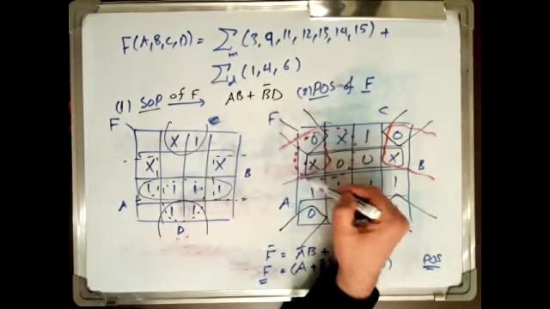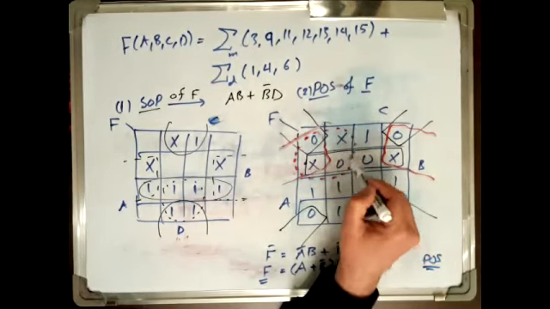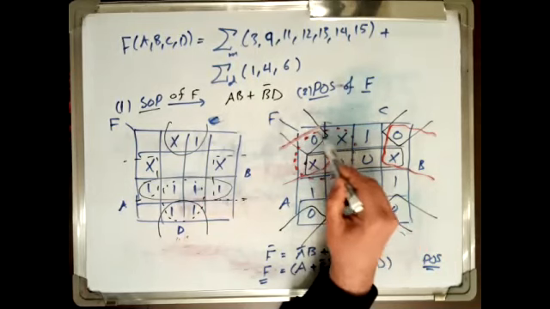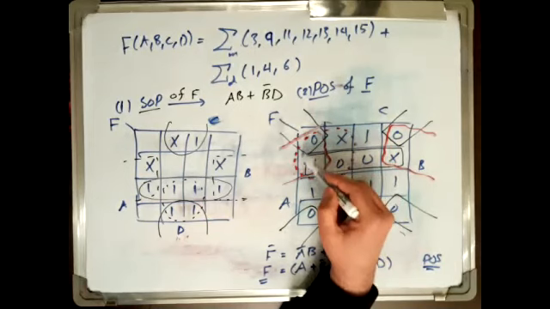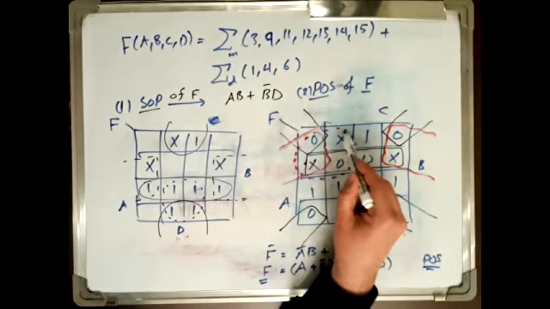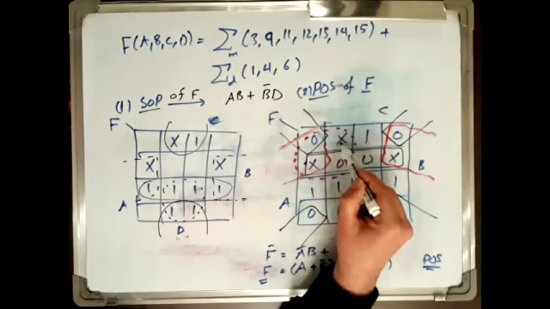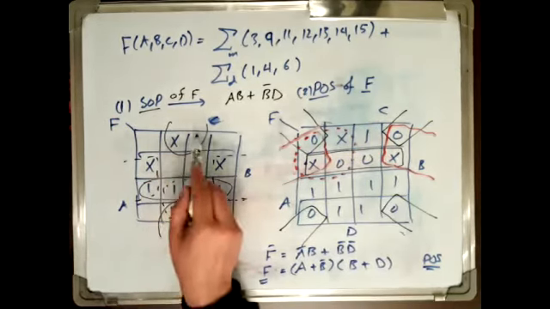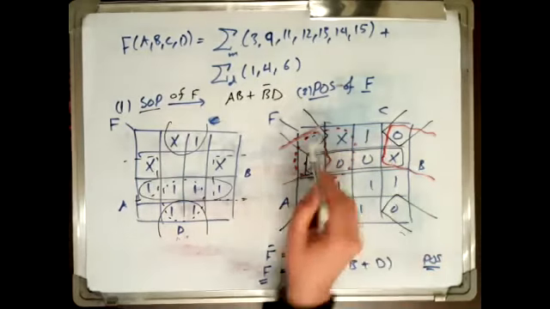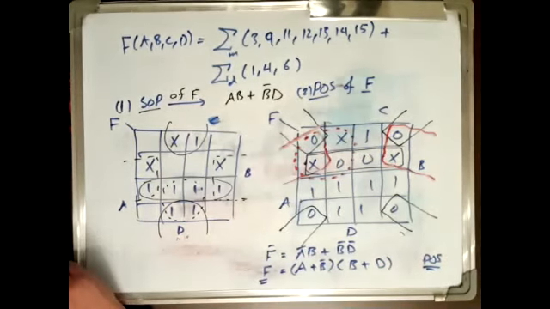For example, we did not take this one. Don't tell me that this is an essential prime implicant. It is not. You cannot say it is essential because it is the only prime implicant containing this don't care. We don't care about don't cares. Okay? We need to cover either all the ones or all the zeros of the function under consideration.